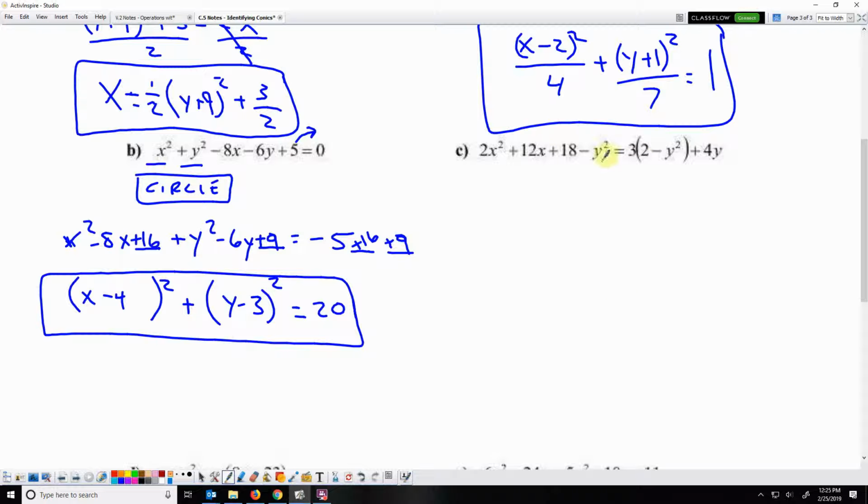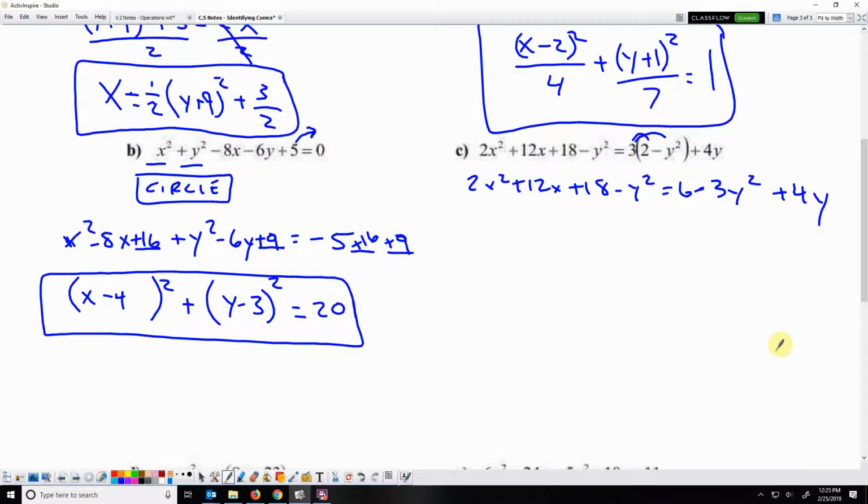This next one I'm going to have to do some simplifying before I can decide what it is. So I've got 2x squared plus 12x plus 18 minus y squared, and then over here I've got 6 minus 3y squared plus 4y.